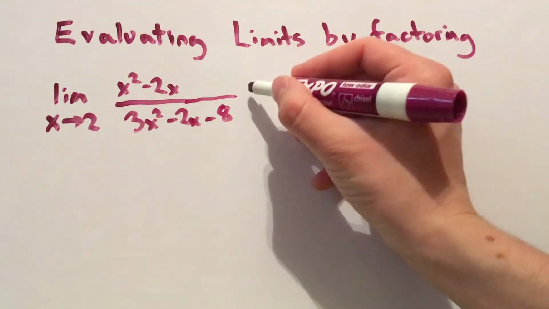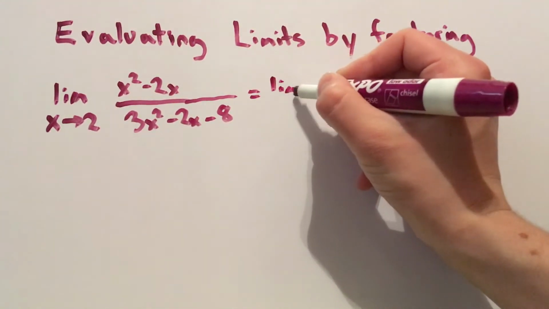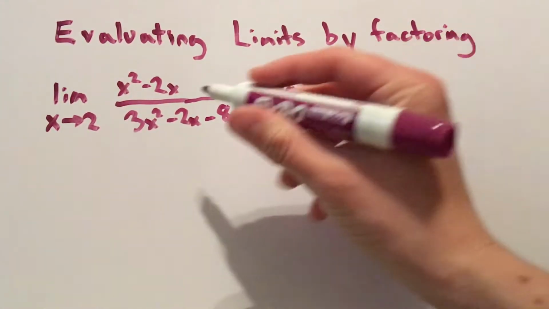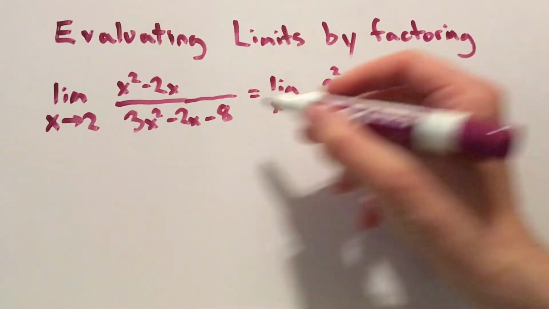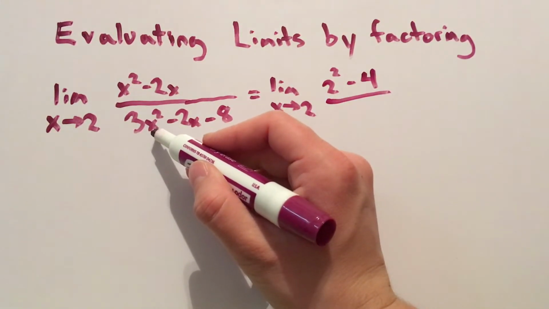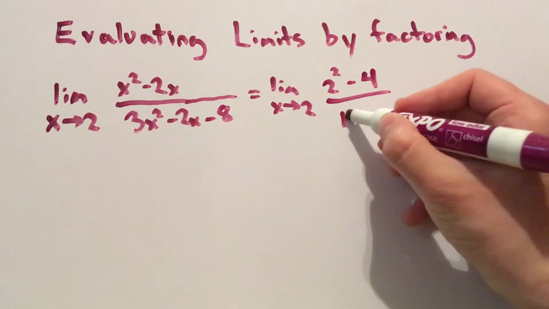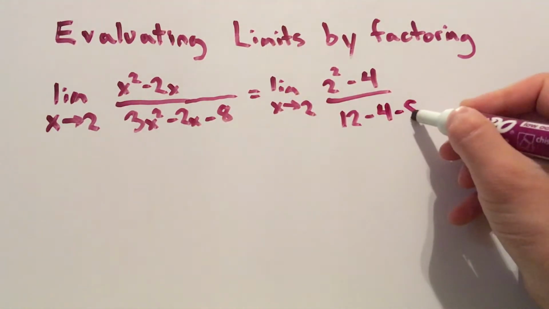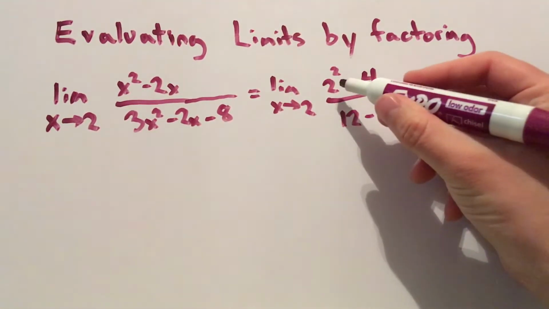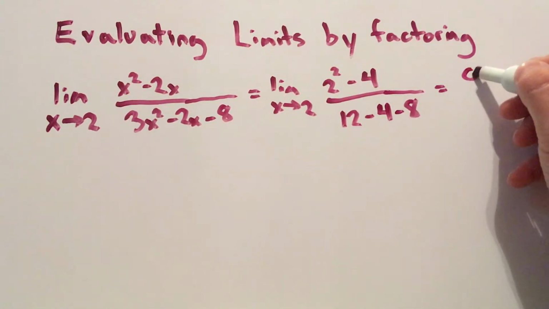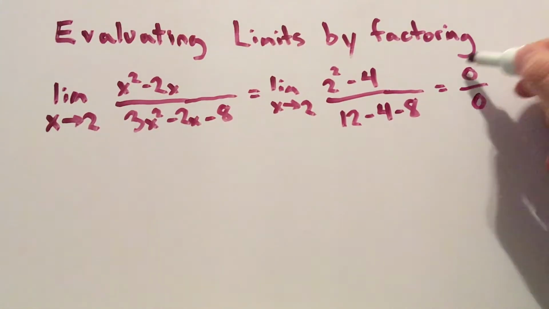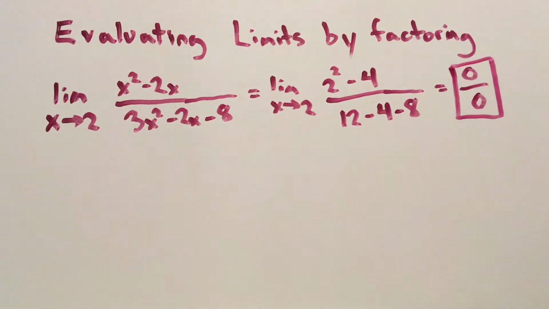Well, first we want to try plugging in 2 for all the x's. So we get limit as x approaches 2 of 2 squared minus 2 times 2, which is 4, divided by 2 squared, which is simply 4, times 3 is 12, minus 2 times 2 is 4, and your minus 8 carries over. 2 squared is 4, minus 4 is 0. And on the bottom, 12 minus 4 is 8, minus 8 is 0. And once again, we have 0 over 0, which is an indeterminate limit, so we're going to have to use a different method here.